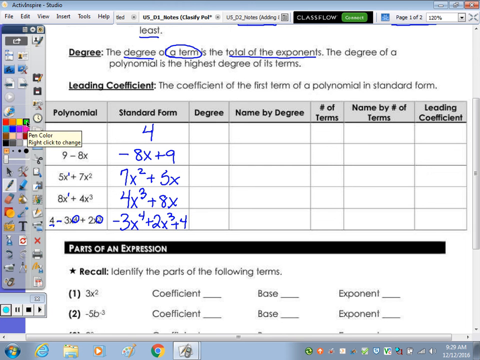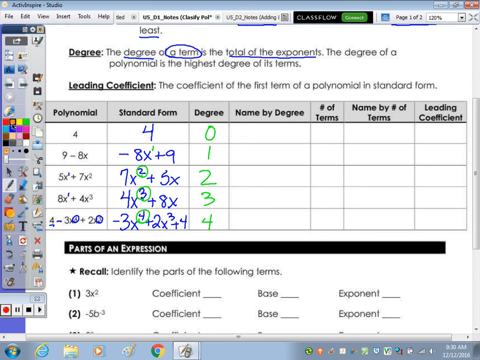Now the degree. As we mentioned, the degree of a term is the total of the exponents. Okay, and the degree of a polynomial is the highest degree of its terms. Our degree here is 0, okay, as we have no exponents. And as I mentioned, you can think of this as x to the 0. Okay, here our exponent of 1, so it's a degree 1. Our exponent here, degree 2. Our highest exponent here, degree 3. Highest exponent of 4, degree 4.